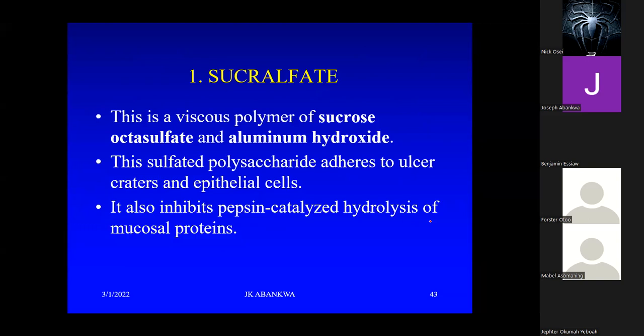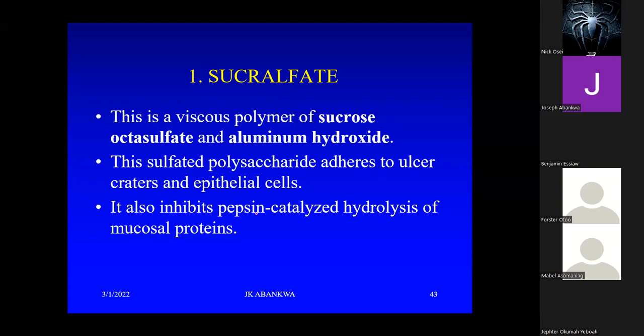So the sucralfate is a viscous polymer of sucrose octasulfate and aluminum hydroxide. Now, this sulfated polysaccharide adheres to ulcer craters. You know how acid works. As soon as it falls on your skin, it starts creating dents. So this drug goes there and binds to the ulcer craters and epithelial cells. And in that case, inhibits pepsin-catalyzed hydrolysis of mucosal protein.